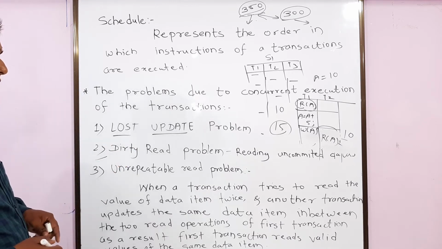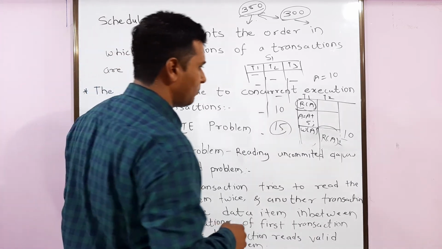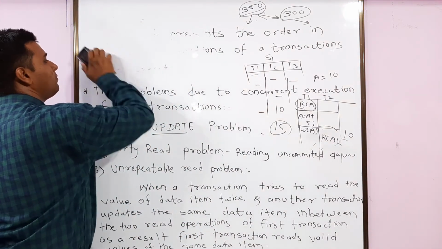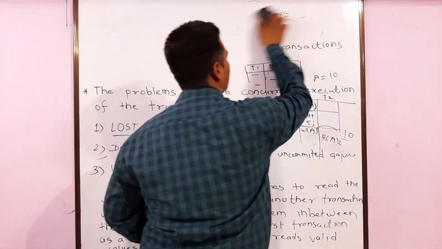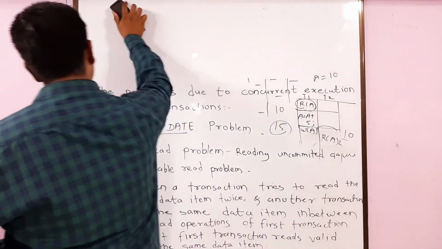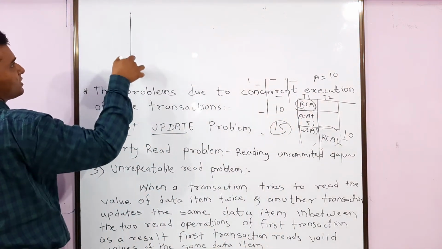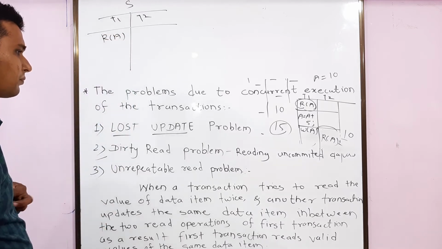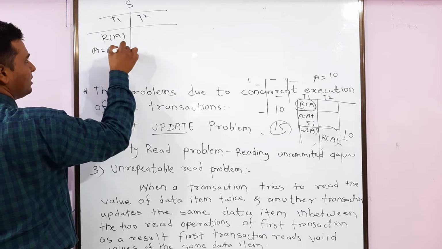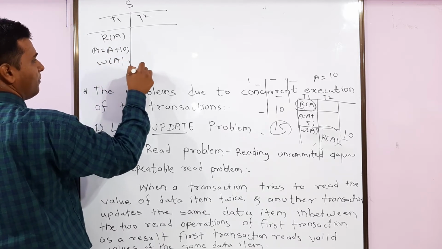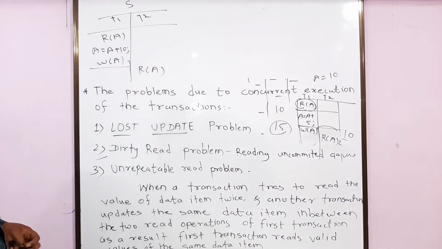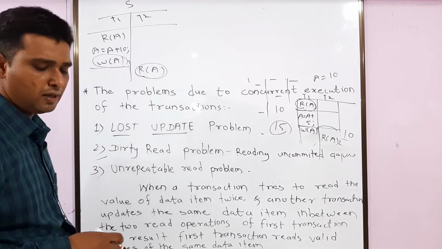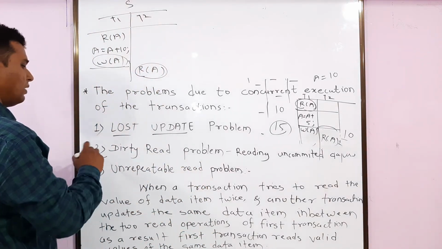What is the dirty read problem? Reading uncommitted data. This is called the dirty read problem. Now it's very easy to understand. This schedule has two transactions, T1 and T2. Let's say read A, and then A is equal to A plus 10, and I am writing A, and then I am reading this A value. The problem here is that this value is not committed, and we are going to read it. It will give the correct result, but still the value is not committed. So it will give problems with multiple transactions. That is called the dirty read problem.